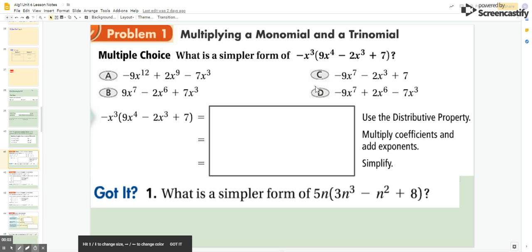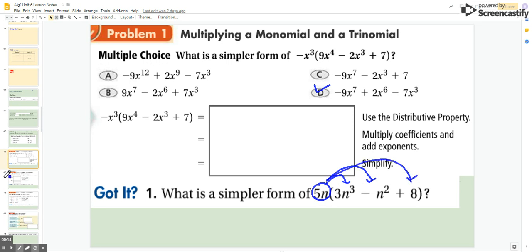So the answer for this example 1 is D. So I need you to do question number 1. You're going to distribute it. I need you to show your work, and you may use a calculator for the computation part. All right, let's go over this.